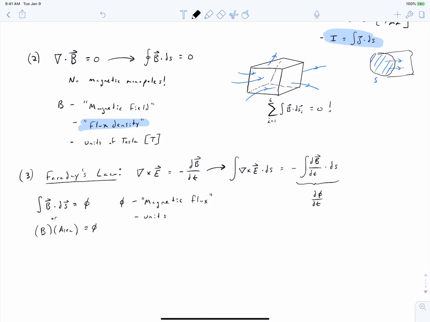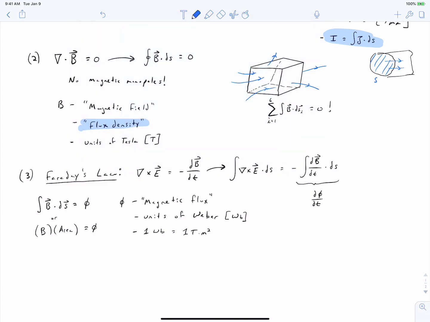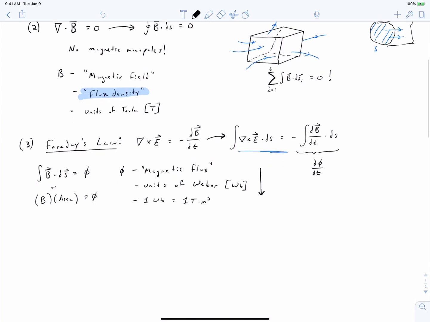It is in units of Webers, where 1 Weber is equal to 1 Tesla meter squared, because we've integrated Tesla over a surface. So flux is analogous to current, and flux density is analogous to current density. All right, let's go back to this equation that we've been working on over here. We can now use vector calculus identities to rewrite this in terms of a line integral.